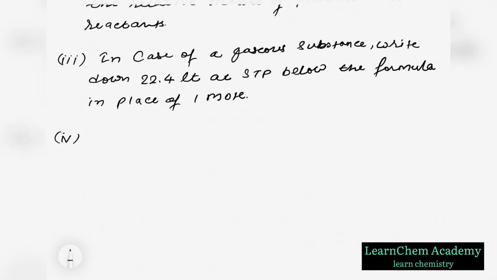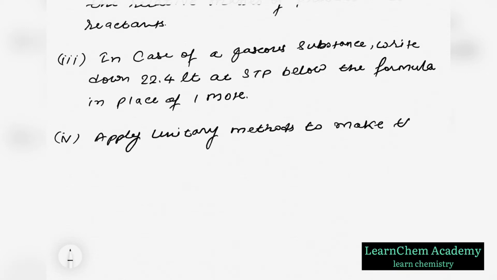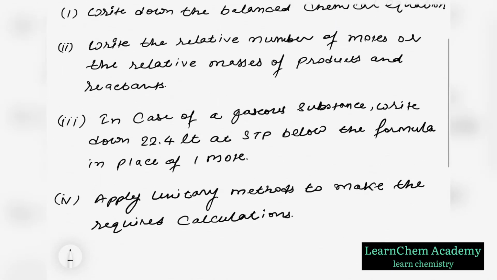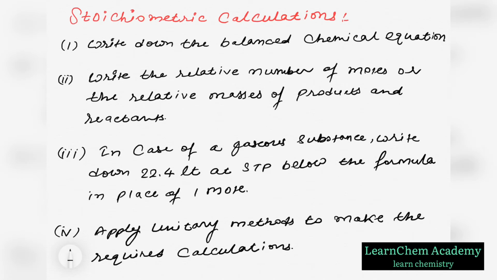Now next is apply unitary method to make the required calculations. Okay, so these are the 4 steps to calculate stoichiometric calculations.